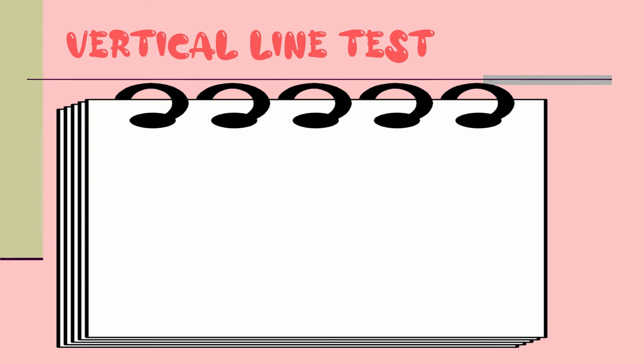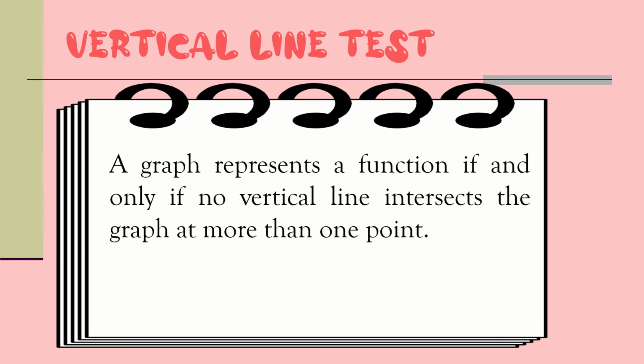Next, to determine if a graph is a function or not, we will use a vertical line test. Because not every graph in the Cartesian plane represents a function, the vertical line test is the simplest way of determining whether or not a graph represents a function. So how do we use a vertical line test? A graph represents a function if and only if no vertical line intersects the graph at more than one point. So the vertical line should intersect the graph at exactly one point only. If it intersects the graph at more than one point, therefore, the given graph is not a function.